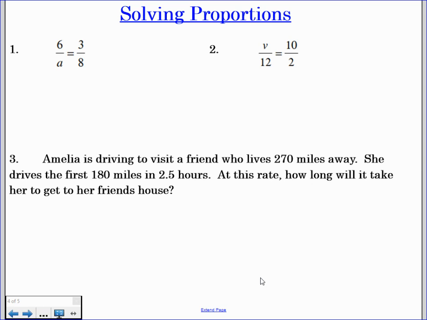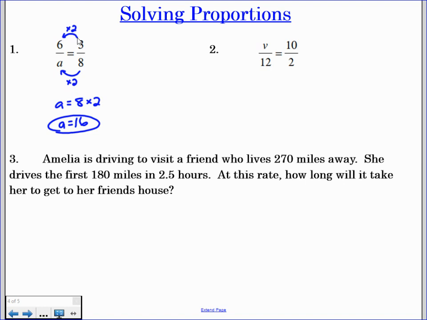So what I'm going to do for this one, I'm going to try to find some sort of relationship in my proportion. And right away I can see that 3 times 2 will get me 6. The same thing has to apply to the denominator of this fraction as well. If this is a proportion, then that relationship has to be the same. So I can say a is equal to whatever 8 times 2 is. Since 3 times 2 is 6, then 8 times 2 is going to give me my missing value. So that gives me a value of 16.